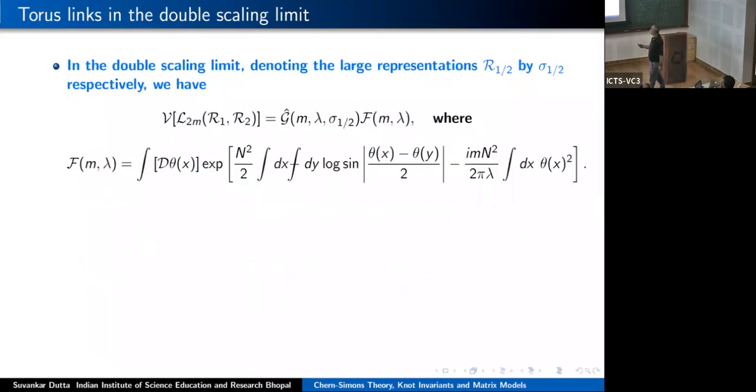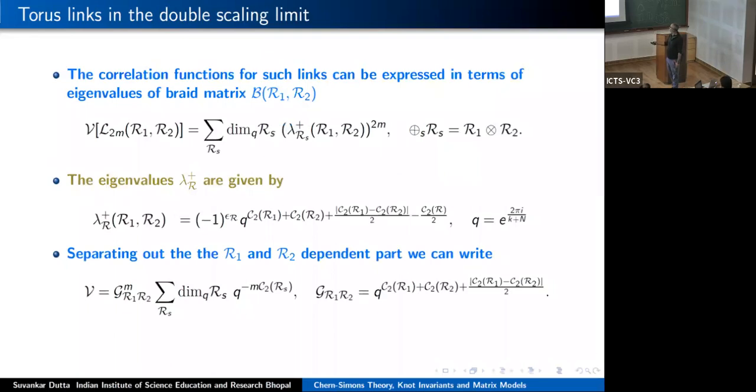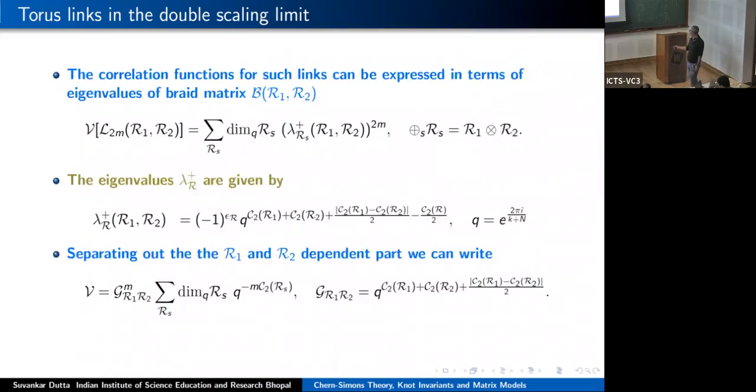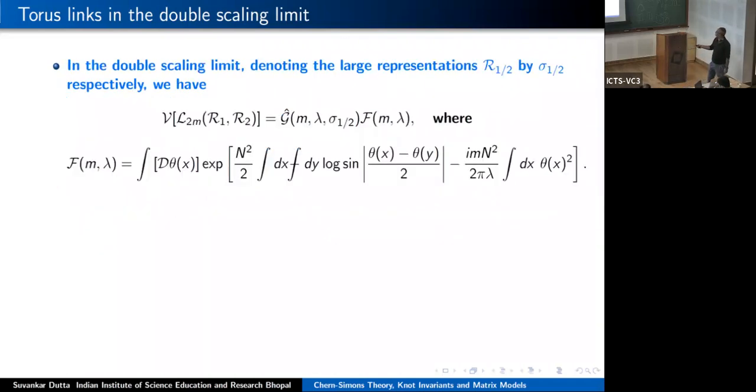Now I go to the large N limit. So in the large N limit, R1 and R2 are given by two distributions, sigma 1 and sigma 2. Therefore, this V has two parts. The first one, the G part, which is the R independent part, only depends on R1 and R2. That means it only depends on sigma 1 and sigma 2. Then there is the F part. The F part corresponds to this sum, and it has the following form. The sum over RS we have here. I have again used those angular variables and written it in terms of an integration over these theta variables.